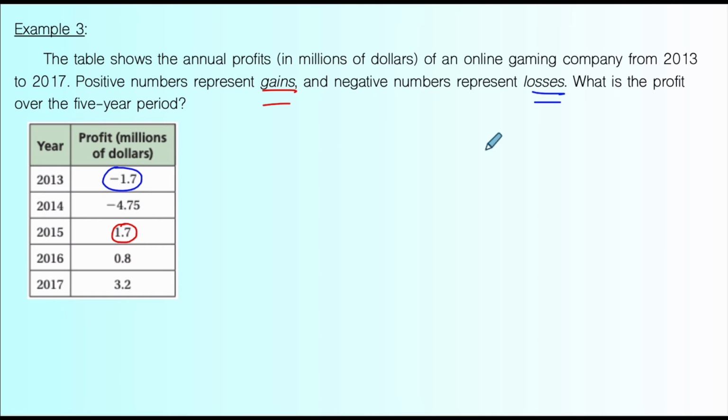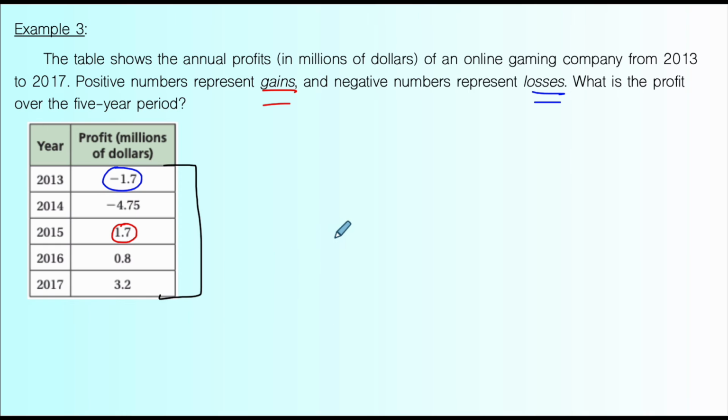Anyways, the ultimate question is, what's the profit in total over these 5 years? So that tells me I'm going to have to add. This is an addition problem. I need to find the total sum of all of these 5 years to find what they made over the course of that 5-year period.